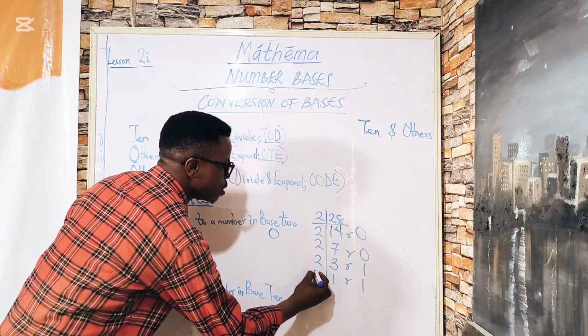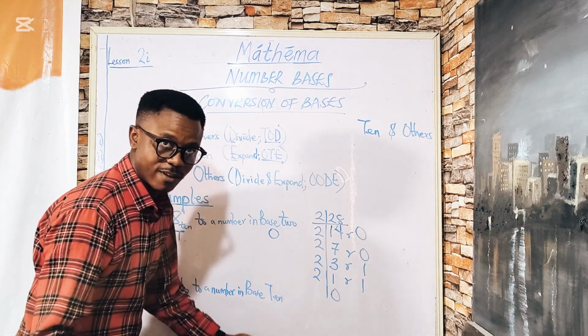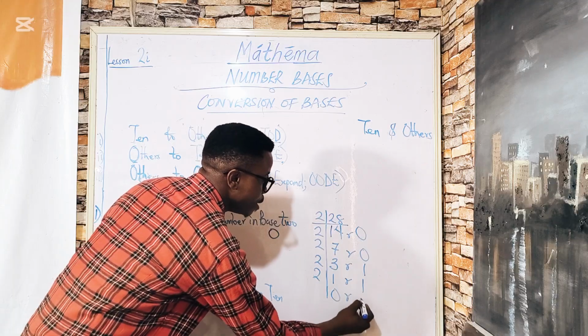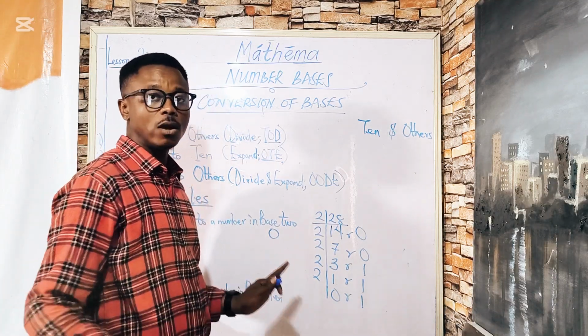Then for the last one, we say 2 divided by 1. It's going to be 0 times because it can't divide 1 and it's still remaining 1. So the moment we do this, we get 0, remainder 1. We are done with our division.